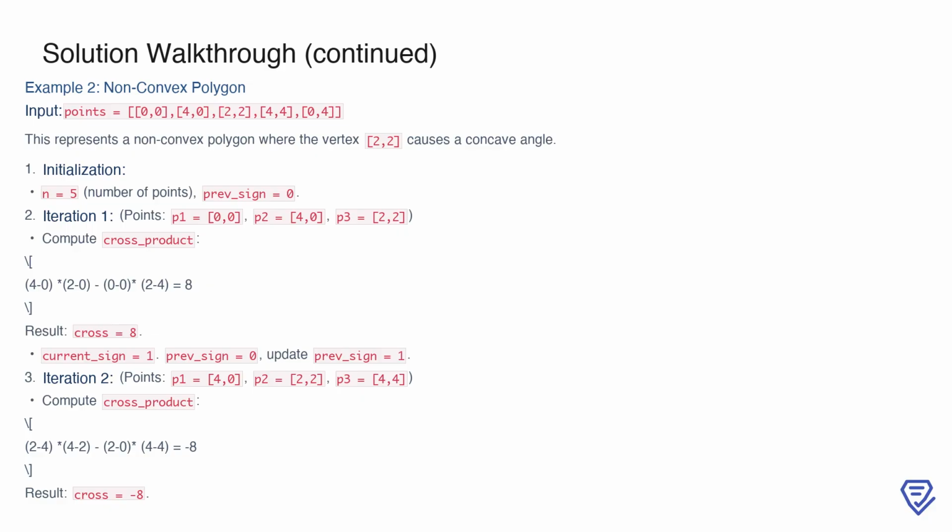In the second iteration, we analyze points (4, 0), (2, 2), and (4, 4). The cross product this time is -8, which is negative. This gives a current_sign of -1, indicating a direction change as preb_sign was 1. A direction change means the polygon is not convex, so the output here is false.